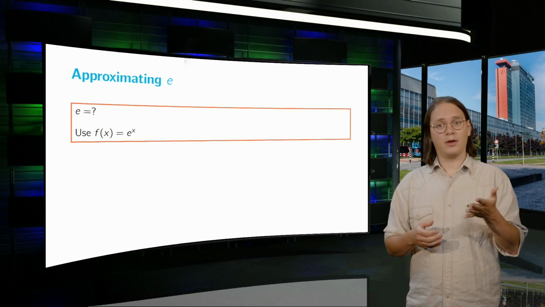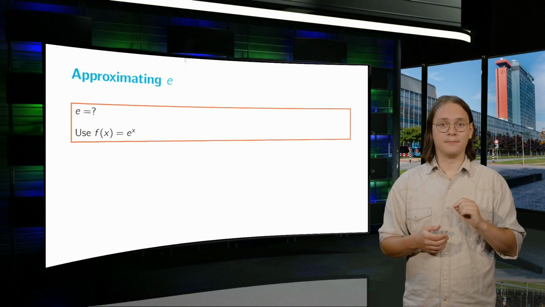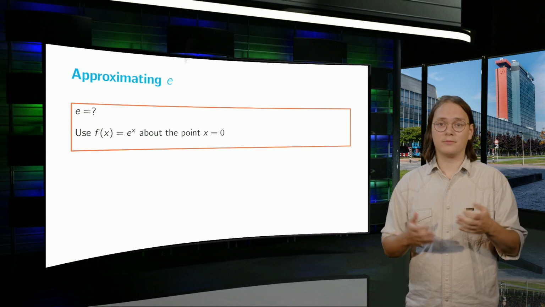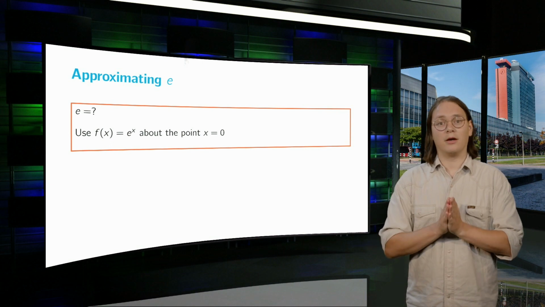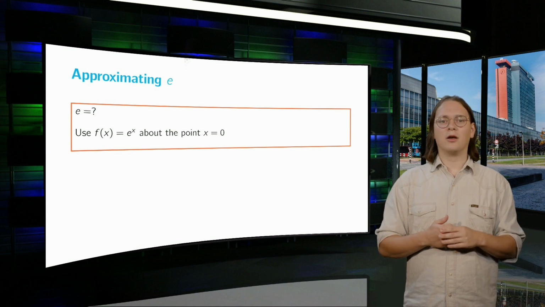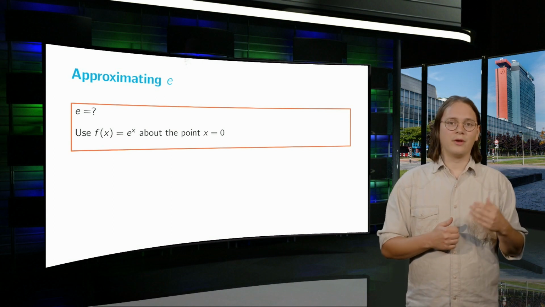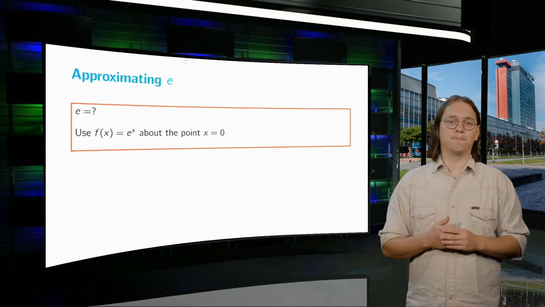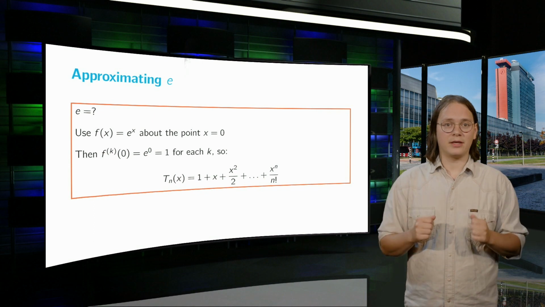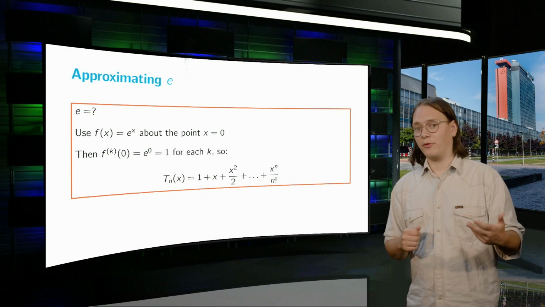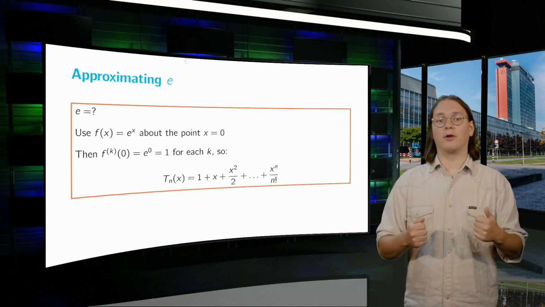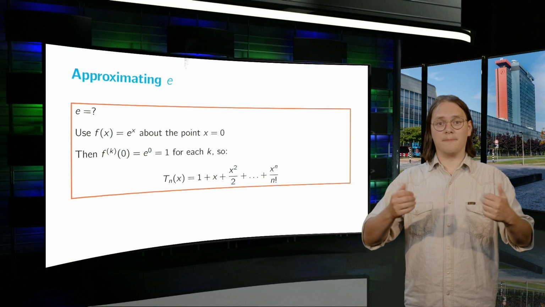Luckily, we know the value of f at least one point, namely x equal to 0, since e to the power 0 equals 1. Now, since any derivative of e to the power x still equals e to the power x, we will also know the value of any derivative of f at the point x equals 0. So we may use Taylor polynomials of the function f of x equals e to the power x about the point x equal to 0 to approximate f of 1, which equals e to the power 1, which is just Euler's number e.